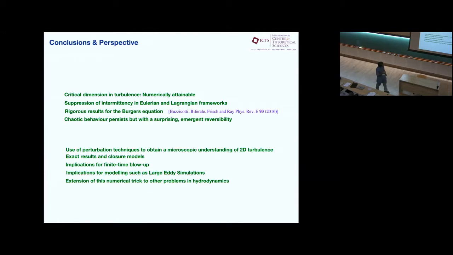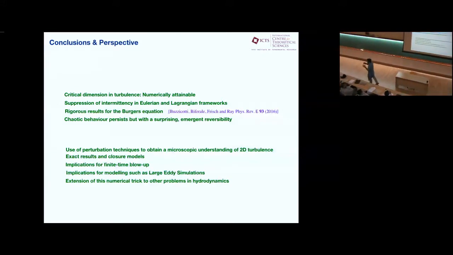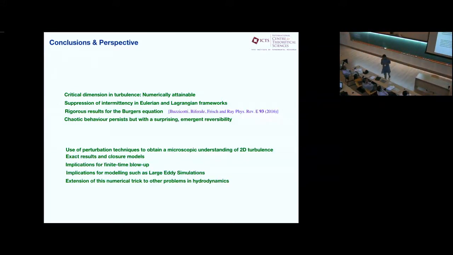What we are now trying to understand, and that's numerically attainable, is, having such a critical dimension, which is not too far away from the physically relevant 2 dimensions, could we use perturbative techniques on these Gaussian fields to actually understand more physically relevant turbulence better? 4/3 isn't that far from 2, right?